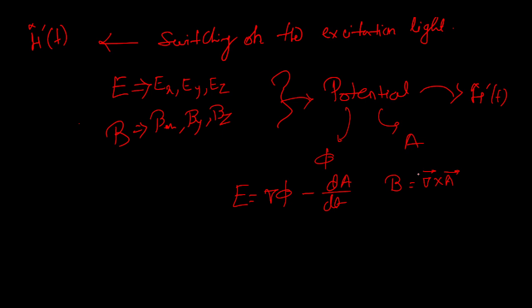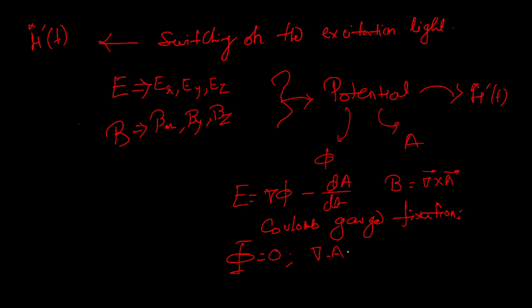Okay, so in Coulomb gauge, this kind of fixation is Coulomb gauge fixation. And there is another extra term; this is 0 and this is also 0. So E is nothing but minus dA/dt. From there we understood that for this plane wave, A and E have the same direction.